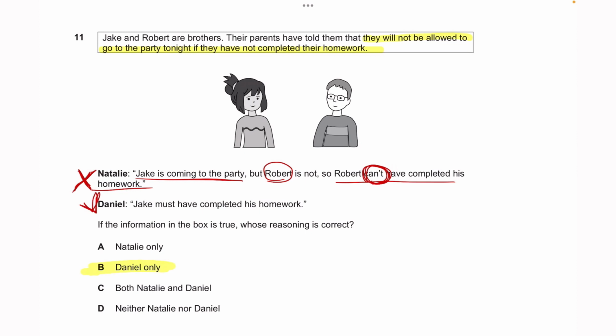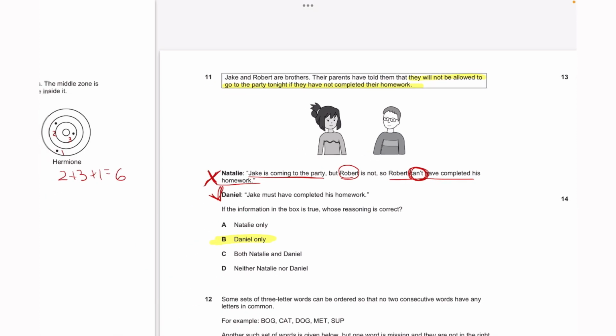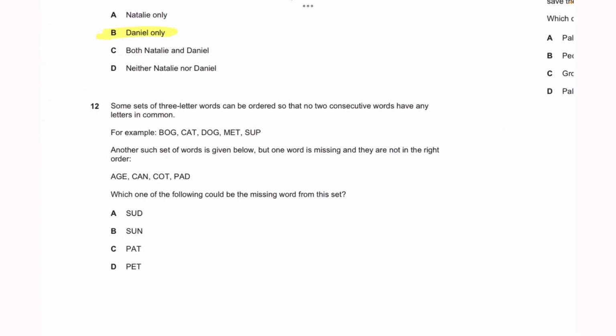And question 11, boys and girls, is a detect reasoning errors question which focuses on analogies and anecdotes. And in the 2021 paper, question 9 was a very similar question, where in both questions the two individuals are referring to a third party, which is Jake and Robert, and students have to deduce whether each individual statement has correct reasoning. Okay, so that's question 11.